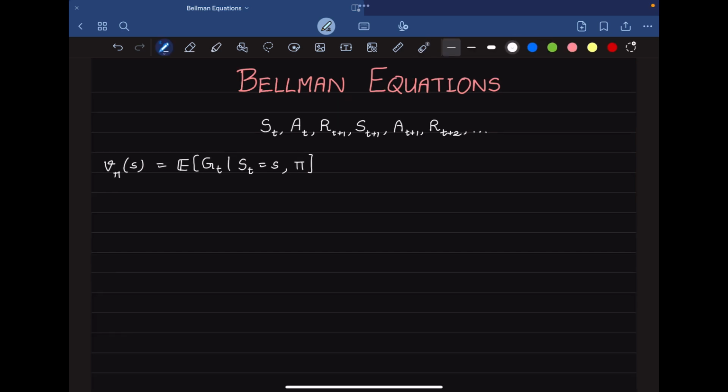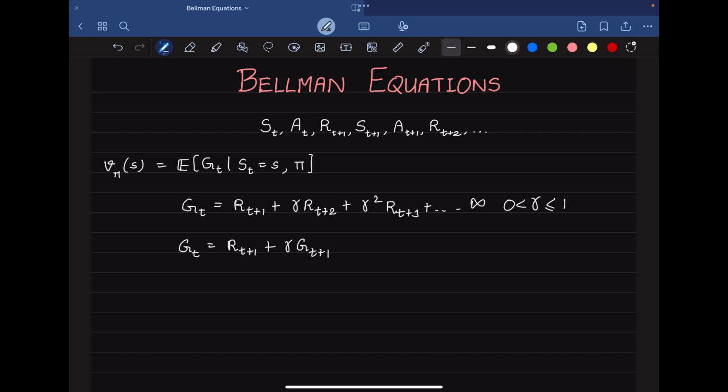So let's start by looking at the return. This return G_t can be expanded as R_{t+1} plus gamma times R_{t+2} plus gamma squared times R_{t+3} and so on till infinity, where this gamma is basically less than or equal to 1 and more than 0. And what you can say is you can write this recursively as well, and this will be G_t is equal to R_{t+1} plus gamma times G_{t+1}, right?